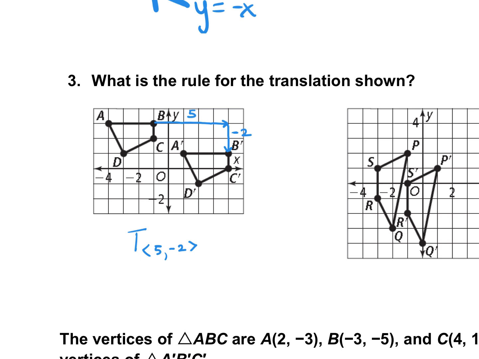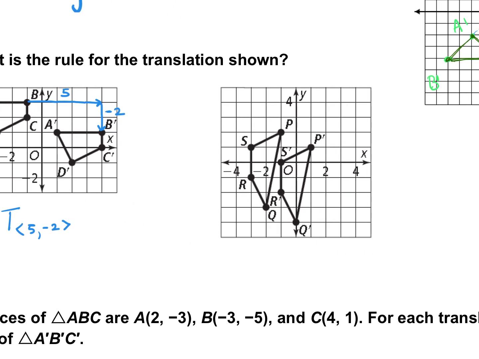We did have to make sure we started with the pre-image. Our pre-image is A, B, C, D, and our image is A prime, B prime, C prime, D prime. So how do we get from here to here? If we go to the right 5 and down 2, that will get us from the pre-image to the image.